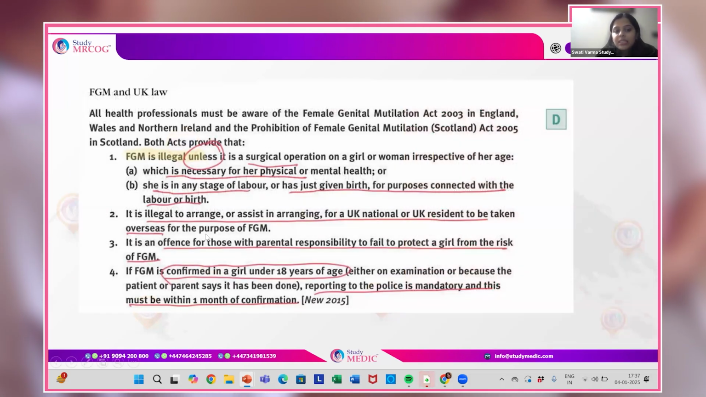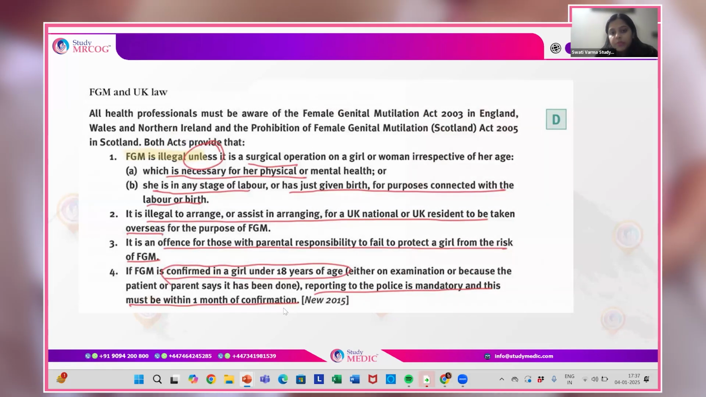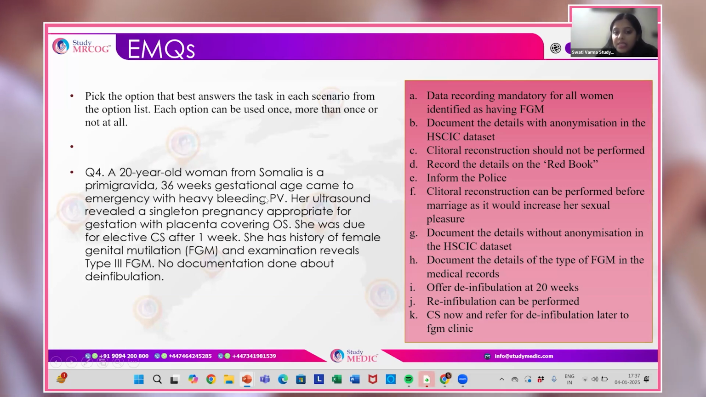So FGM is illegal to arrange, it's an offense, and if confirmed in a girl under 18 years of age, reporting to the police is mandatory. And also know that this must be within 1 month of confirmation. Within 1 month, okay?